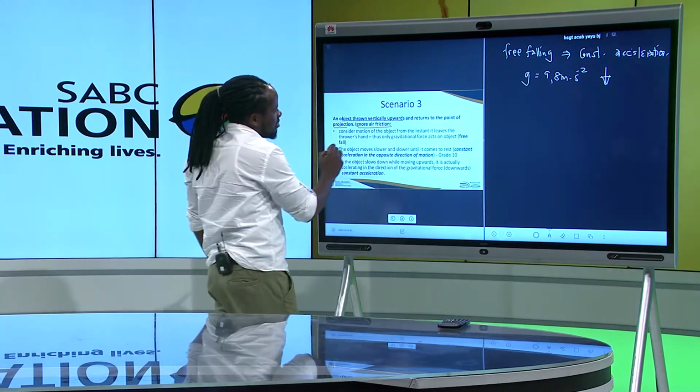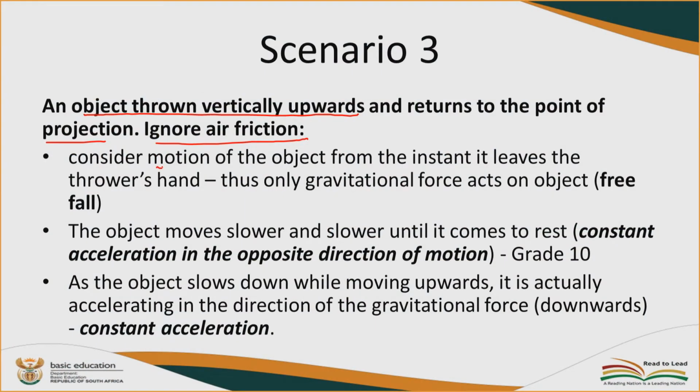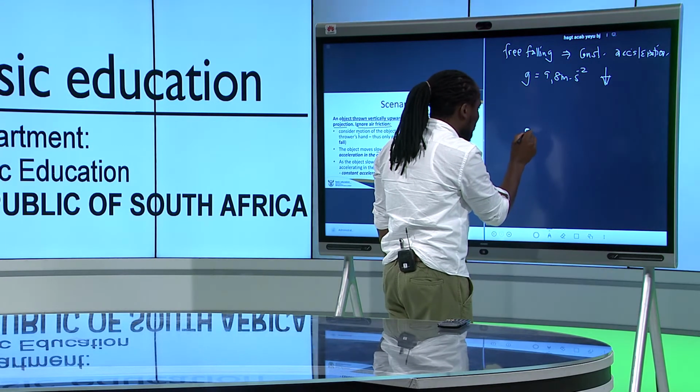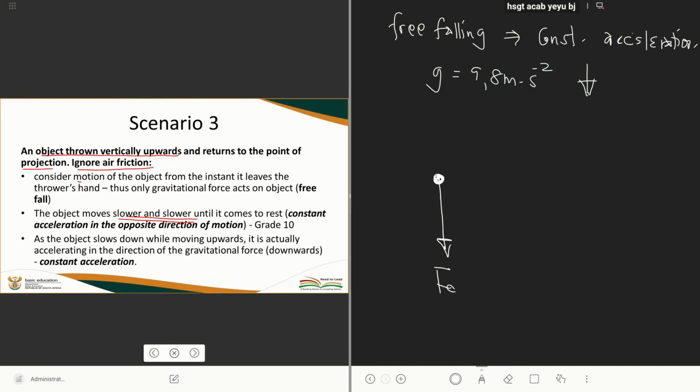Now, if we consider the motion of the object from the instant it leaves the thrower's hand, only gravity acts on the object. We have highlighted that this is free fall. So the object moves slower and slower. Why does it move slower and slower? Let's make a sketch of that. As the object leaves the hand while moving upwards, only one force acts on the object, which is the force of gravity. Now, in which direction is this object going to accelerate? It's going to accelerate downwards according to Newton's second law.